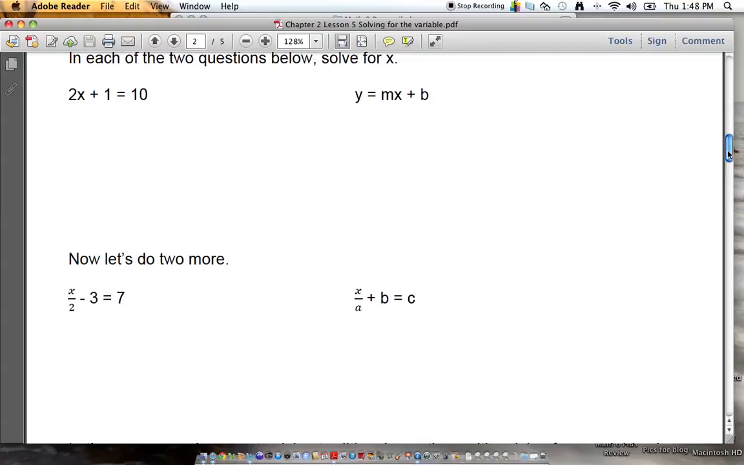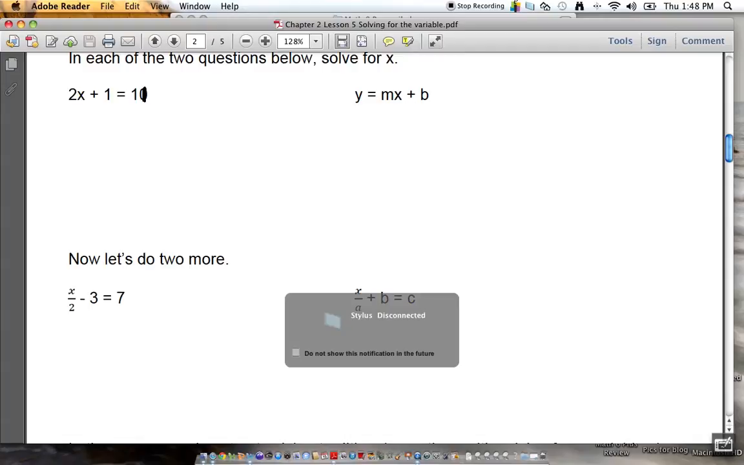Do the first question. It says 2x plus 1 equals 10. I want to change that. Let's make it 2x plus 1 equals 11. Go ahead. Do that first question. It better be easy for everybody. That question only.